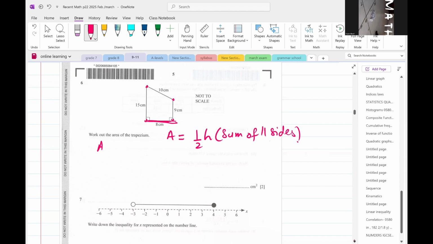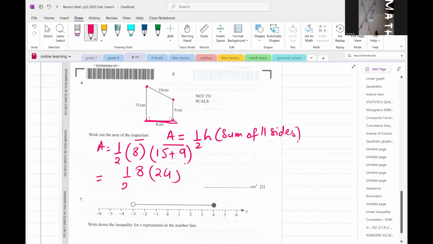So area would be 1/2 times height, which is 8, times the parallel sides, 15 plus 9. Now keep the BODMAS rule. Bracket needs to be solved first, so this will be 24. 24 times 8 divided by 2. Now simply cancel out the terms. 2, 4 times 8. Now all you need to do is multiply 4 with 24, and you get 96 centimeters squared.